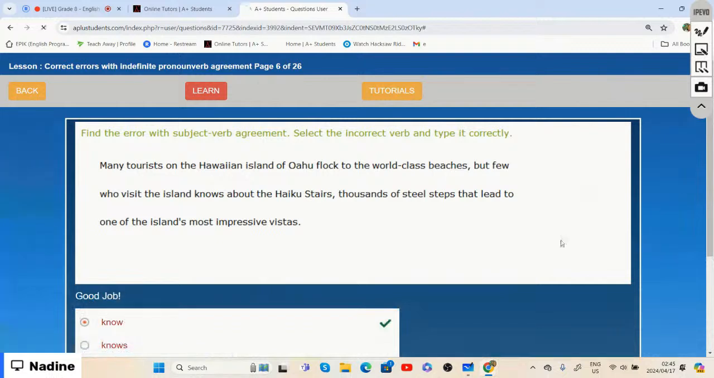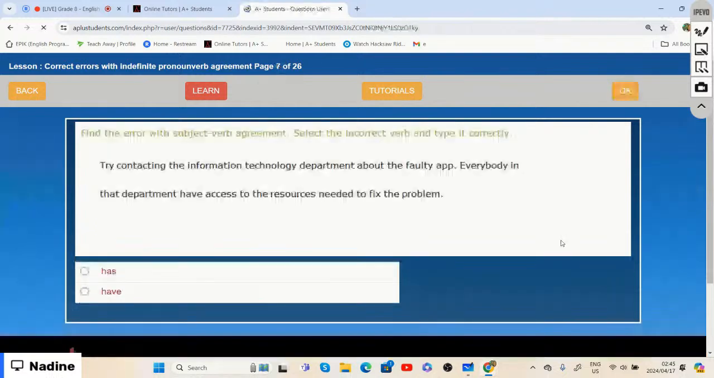Thousands of steel steps that lead to one of the island's most impressive vistas, right? And remember, if we have a singular subject, then a singular subject aligns with a singular verb, and the verb will end with an S, right? But if it has a plural subject and a plural verb, then it does not end with an S, right?